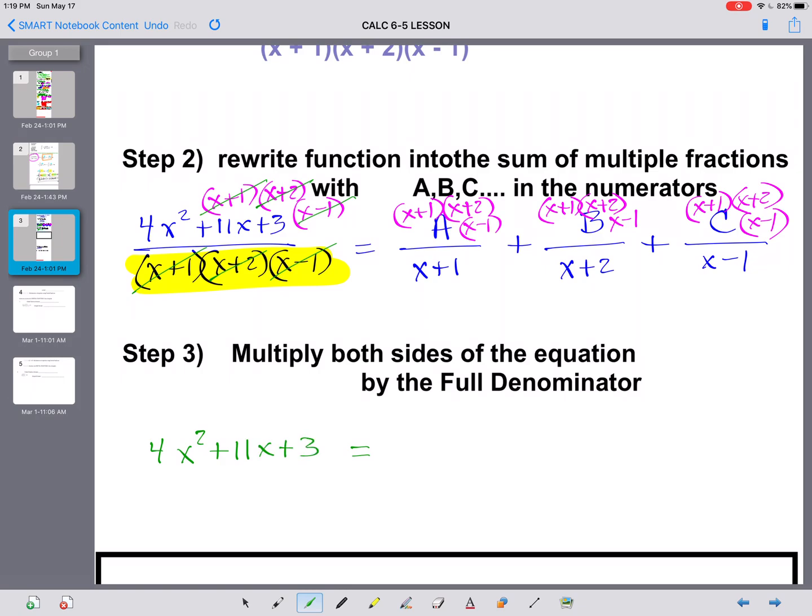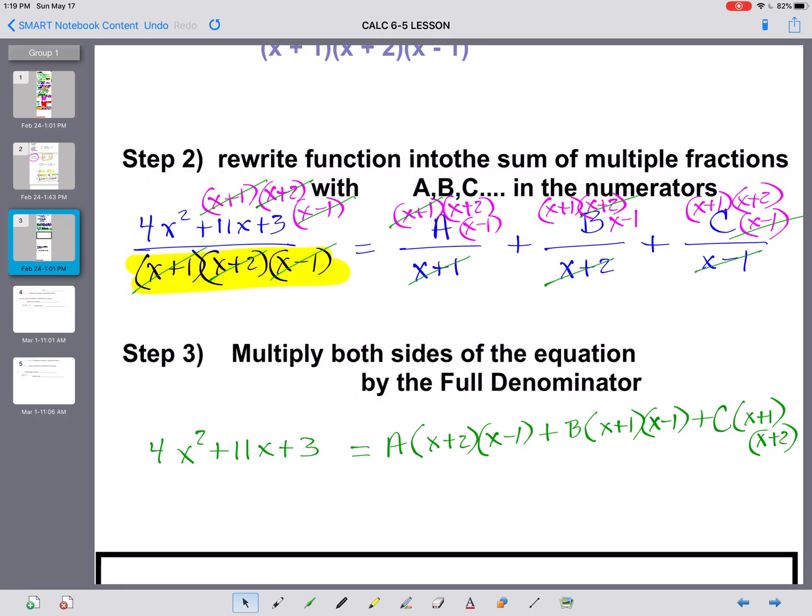How about here? What cancels? Oh, the x plus 1. What's left? Well, the A times x plus 2 times x minus 1. Plus, what cancels here? Oh, what's left? The B times x plus 1 times x minus 1. Plus, those cancel here. What's left? C times x plus 1, x plus 2. Okay, nice. Here we go. What's our next step here?